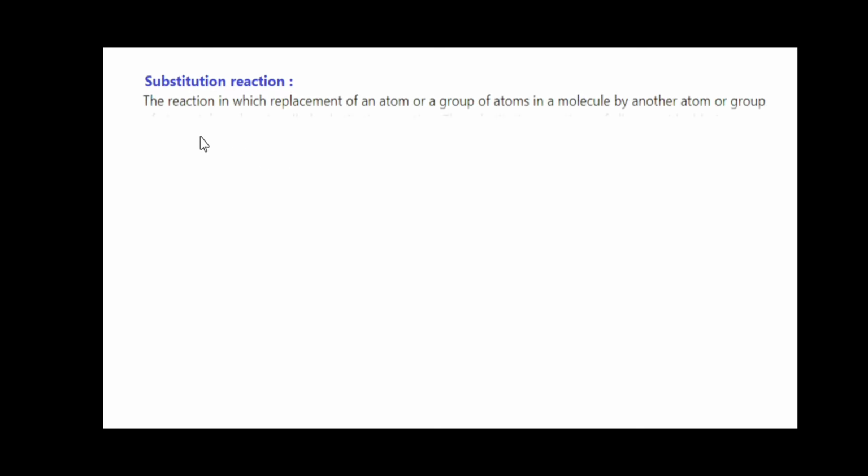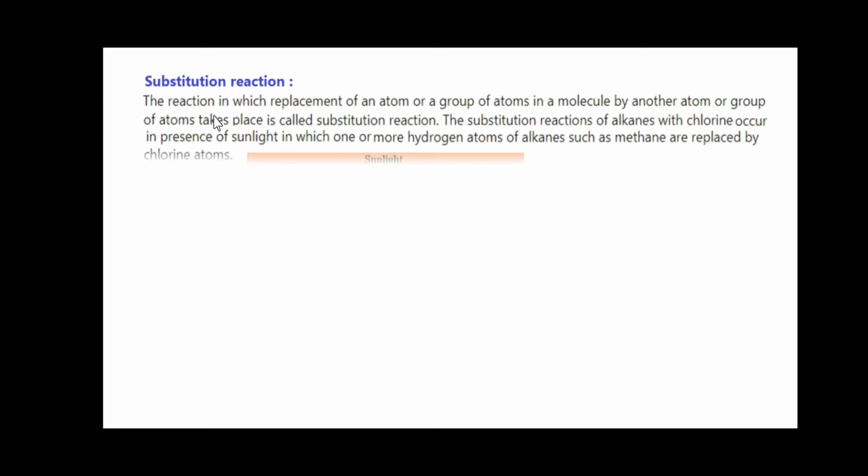Next is a substitution reaction. The reaction in which a replacement of an atom or a group of atoms in a molecule by another atom or a group of atoms takes place is called a substitution reaction. The substitution reaction of alkane with chlorine occurs in the presence of sunlight, in which one or more hydrogen atoms of the alkane, such as methane, are replaced by chlorine atoms. For example, CH4, that is methane, plus Cl2 gives, in the presence of sunlight, CH3Cl plus HCl.